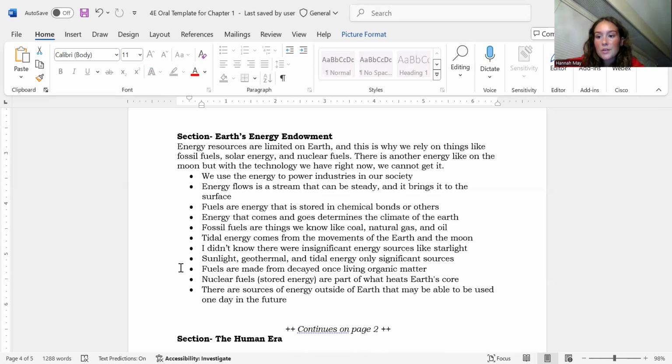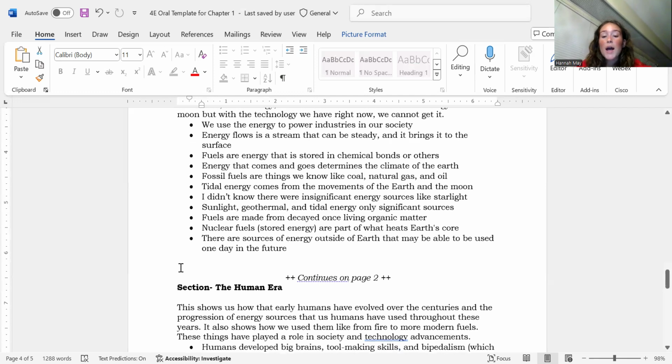Also, we use energy to power everything, like our industries and our societies today. Fuels are energy that is stored, and how energy comes and goes determines the climate of the Earth. We know what fossil fuels are, like coal, oil, and natural gas. Tidal energy comes from the movements of the moon. Actually, the only significant sources are sunlight, geothermal, and tidal energy. I did not know that. I knew that fuels were made from living organisms that have decayed into the earth.